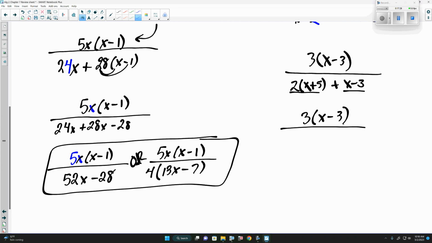I mean, we can multiply the 3 through, but if there is an x minus 3 on top and bottom that simplifies, we have to pull the 3 back out. If it's a single term, one term, nothing else being added or subtracted, we can leave it alone. Here, because we have 2 terms being added, we need to multiply through. 2 times x is going to be 2x. 2 times 5 is plus 10. Plus x minus 3.